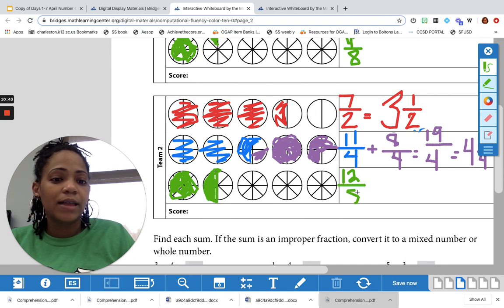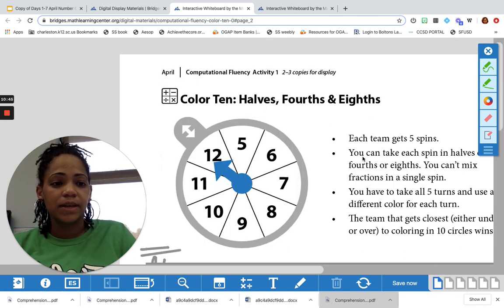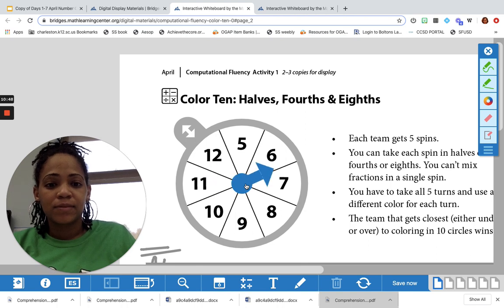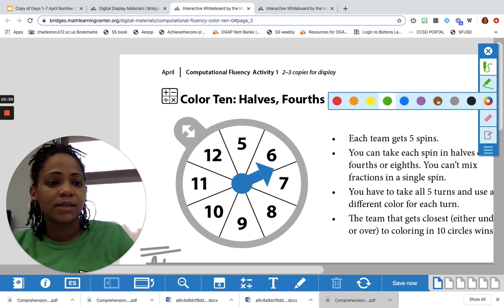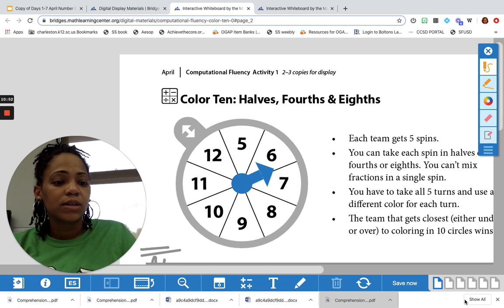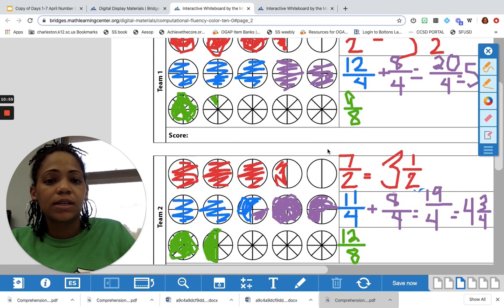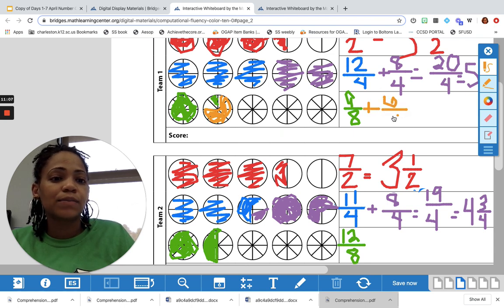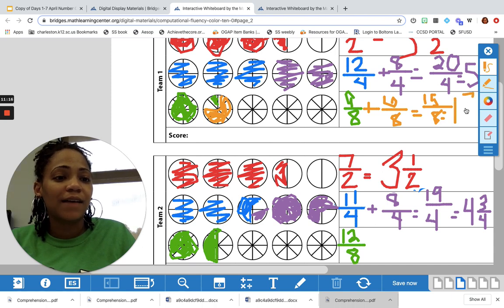And then we have our last spin. So here it is. Ooh, I got 6. So I'm going to change it to orange and I'm going to color in 6/8, which is going to look like this. So I'm adding 6/8 and that's for my last turn, which is 15/8. And I can tell that that is 1 whole and 7/8.